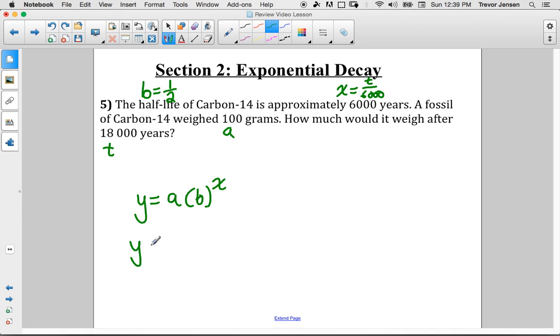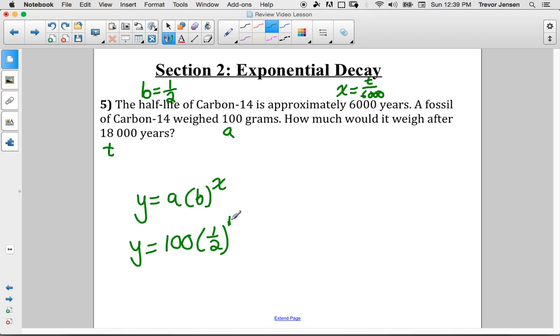We're looking for the future value. If we start off with 100 grams of carbon-14, it's cut in half repeatedly over a period of 18,000 years. So how many times is it cut in half over 18,000 years? If it's cut in half once every 6,000 years, well, we need to do 18,000, our total time, divided by the time it takes for one decay period, which is 6,000.